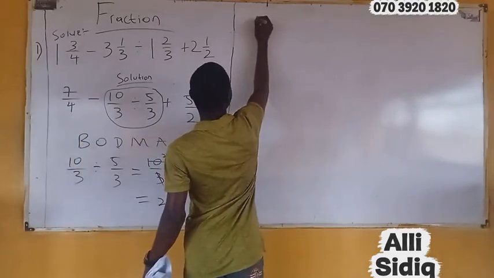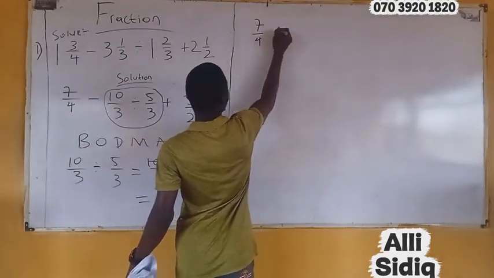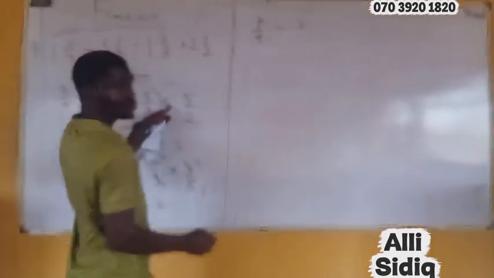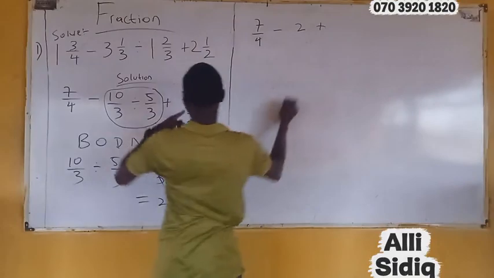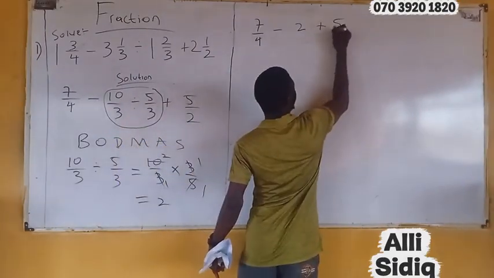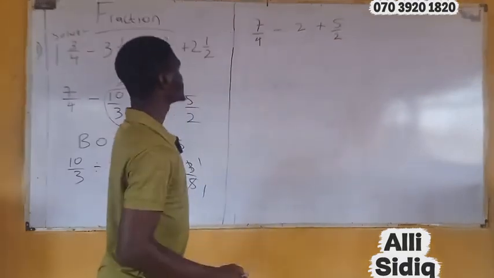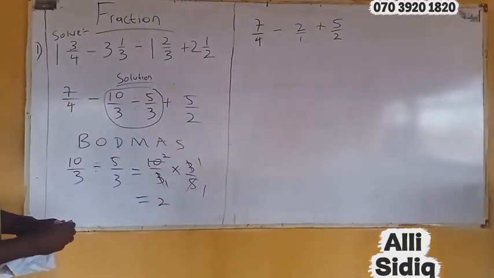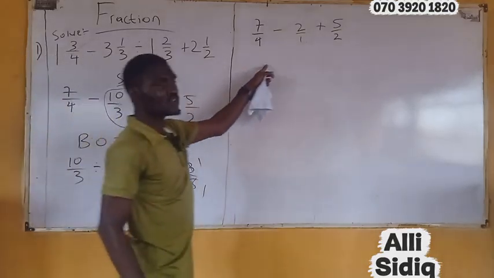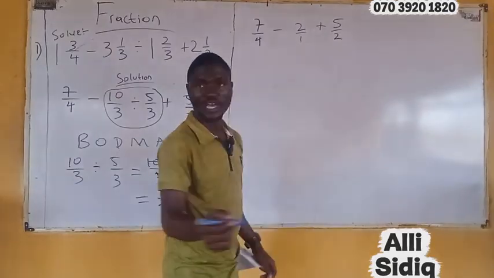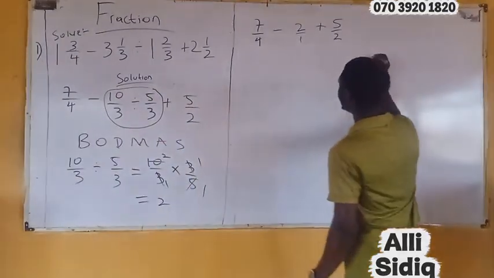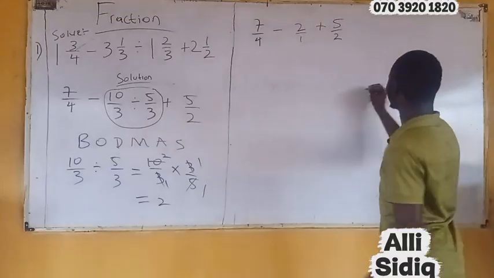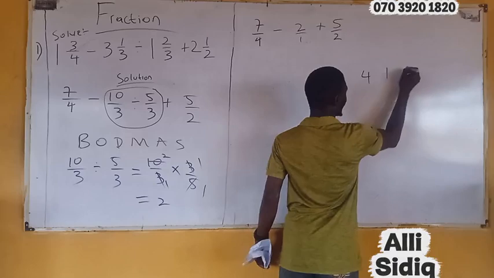So we're having 7 over 4 minus 2 plus 5 over 2. So we use this over 1. From here you can solve, you need to look for the LCM of 4, 1, and 2.